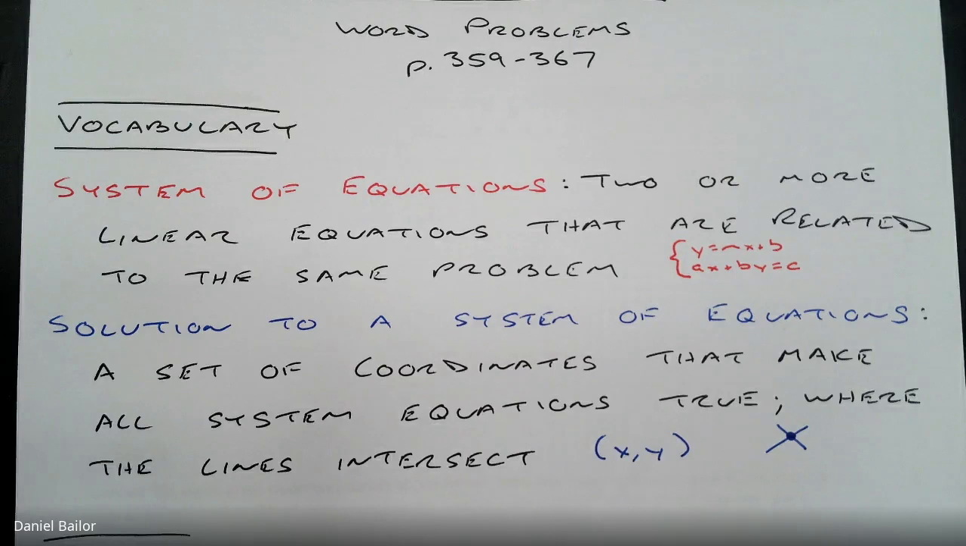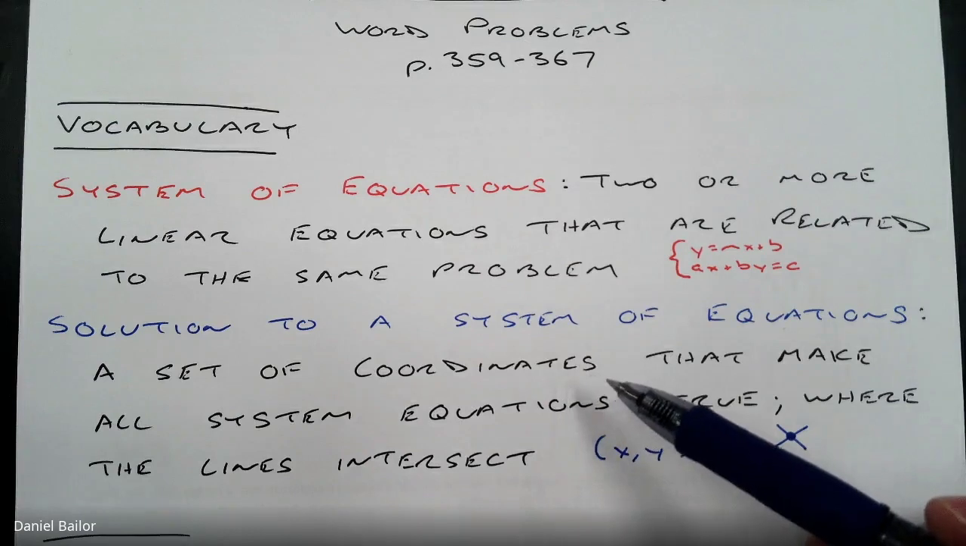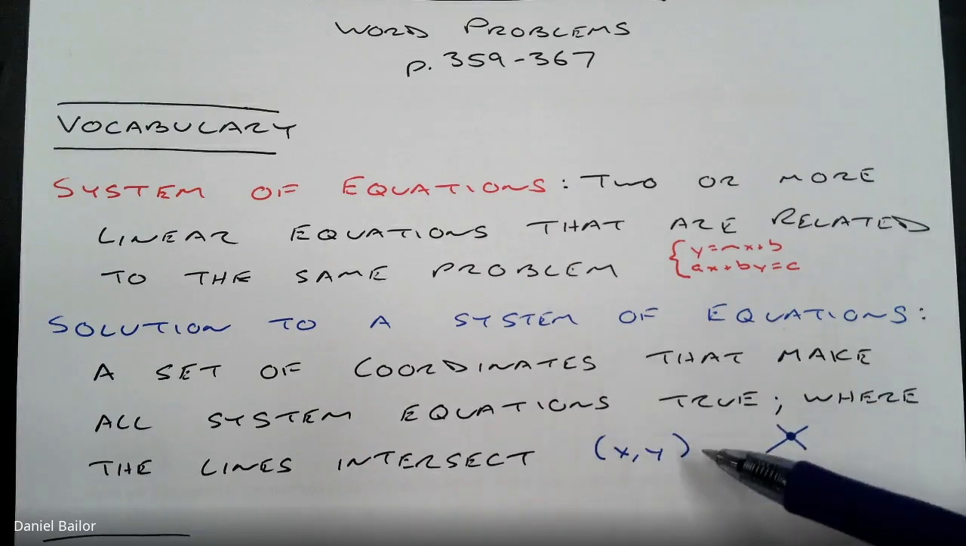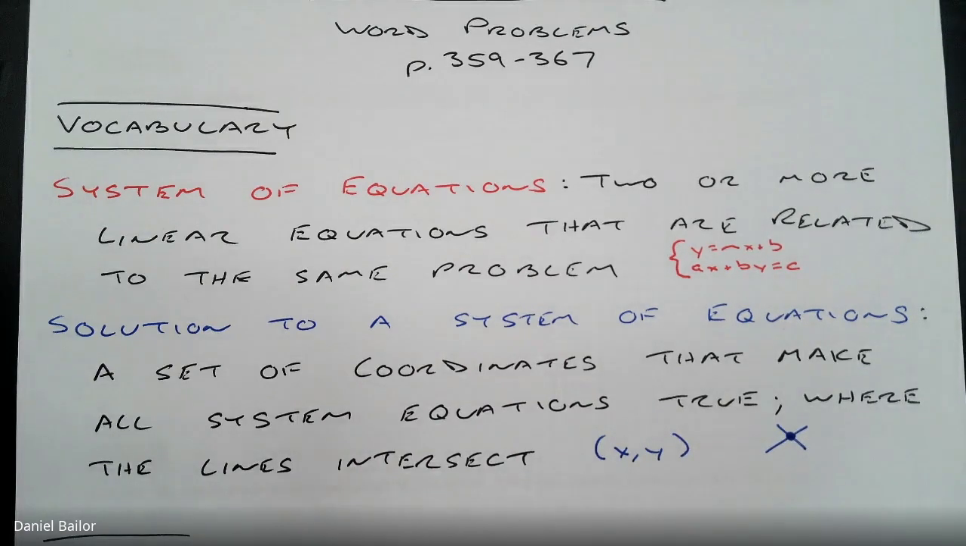Next word is solution to a system of equations. A solution to a system is the set of coordinates that make all system equations true. So it's coordinates that make all equations true. So it works for everything in the system. In other words, it's where the lines intersect. So if you graph the equations, where they cross, where they intersect, that is the solution. And it is a set of coordinates. So you write a solution by a set of coordinates, and you can find it by graphing and seeing where they intersect. We also learned how you can find it using the substitution method and the elimination method, which you might need both of those today.